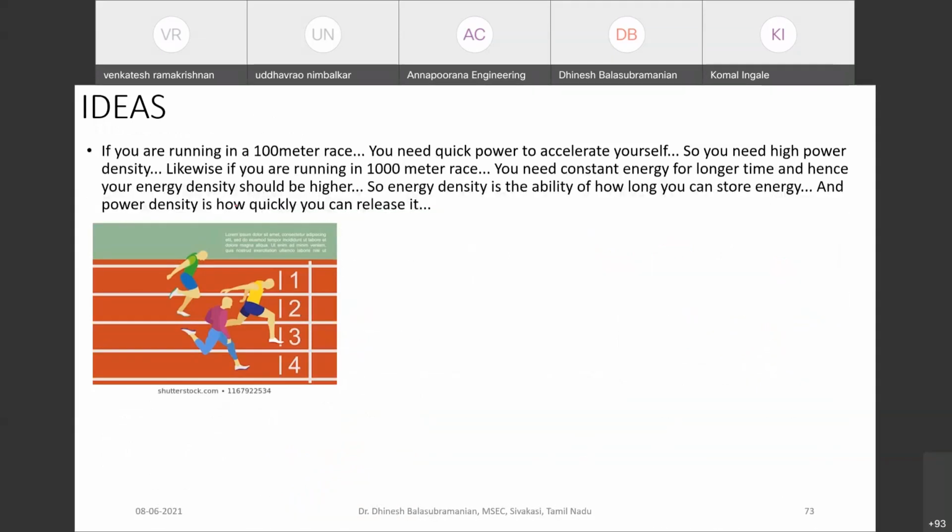If you are running a 100-meter race, you need quick power to accelerate yourself. So you need a high power density to travel this range. Likewise, if you are just running a 1,000-meter race, you need constant energy for long time operation. Hence, energy density should be higher. So if you're just draining a huge amount of power for a short interval of time, it means that you are just talking about high power density.